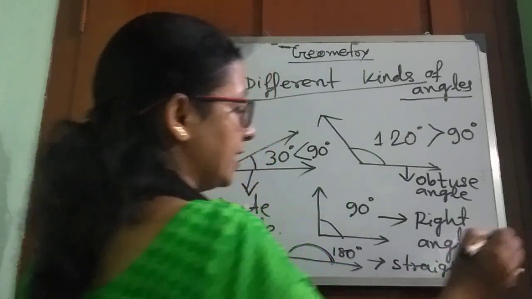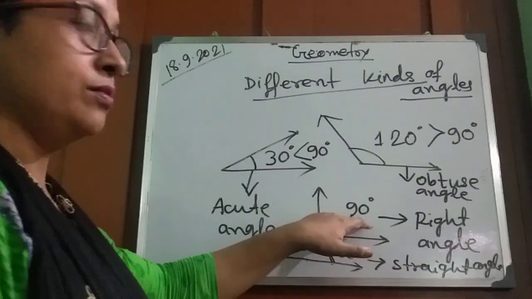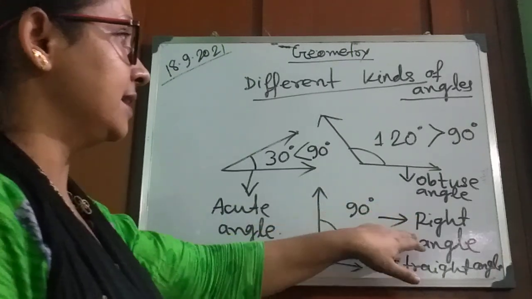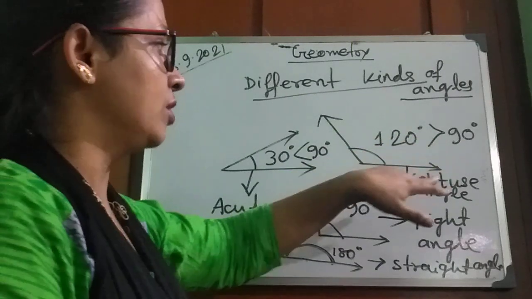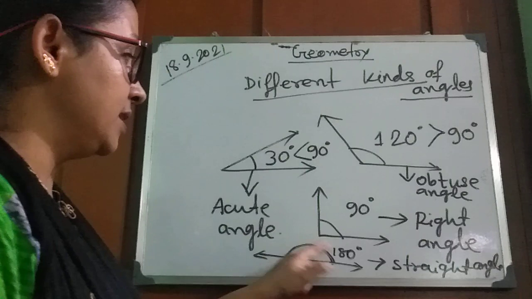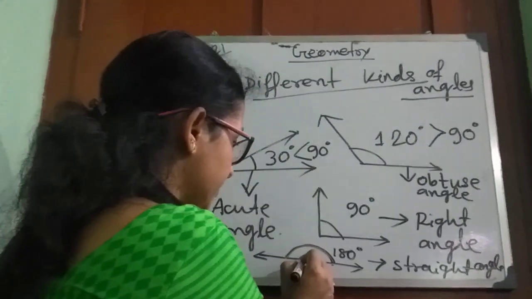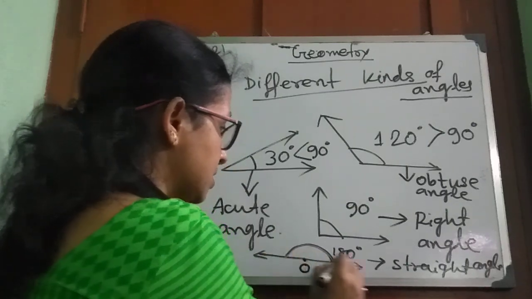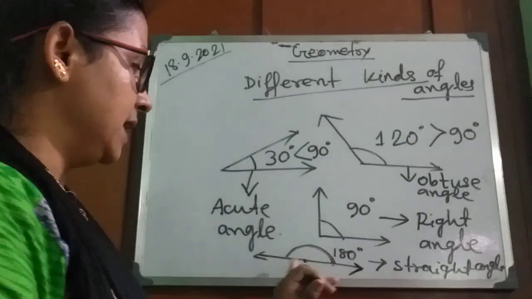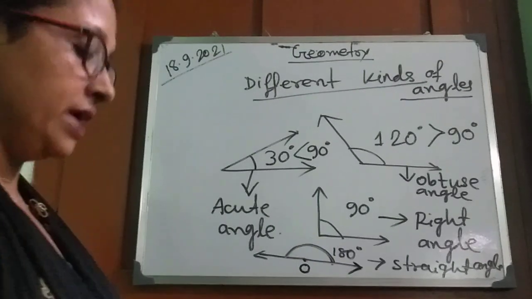It is called straight angle. So understood? When two rays are making this kind of angle, the two rays making 90 degree is a right angle, more than 90 is an obtuse angle, less than 90 is an acute angle. And when they are on the same line, this is the meeting point, two rays, but they are on the same line, the same path. That time this is called a straight angle, and the value of a straight angle is 180 degree.